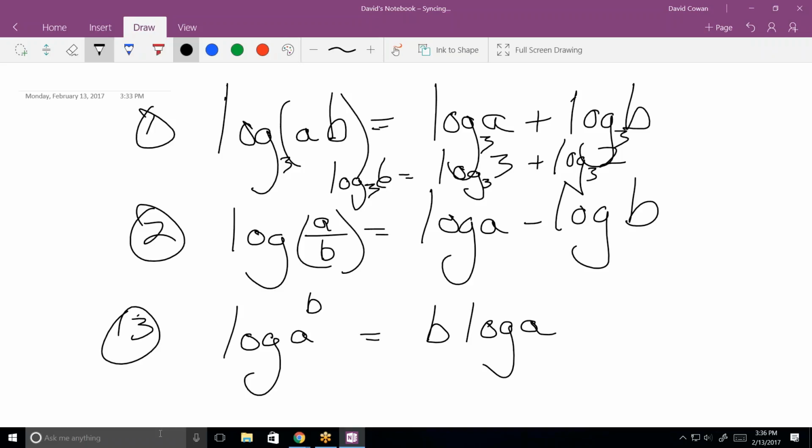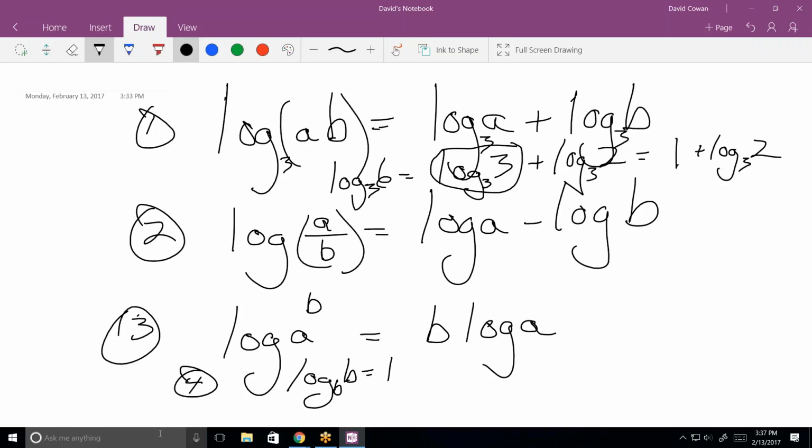Now, another interesting property of logs, let me write these secondarily, because you have to know them, and that's the log base b of b is always equal to 1. So this log base 3 of 3, I can replace with a 1. So the log base 3 of 6 is actually equal to 1 plus the log base 3 of 2. And of course, you'd have to get that out of a calculator.